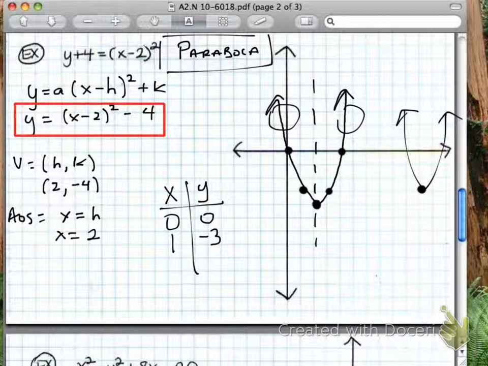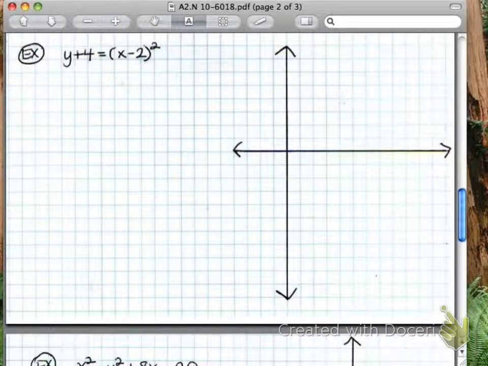Hey, any questions on that? All right. Let's look at our next example.